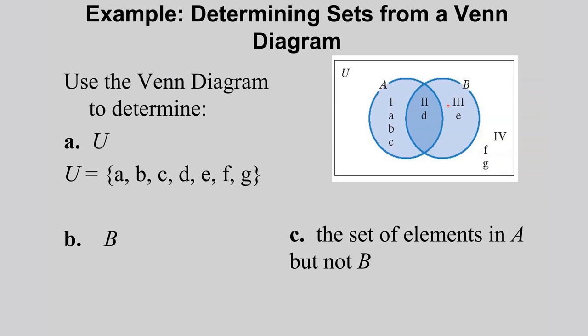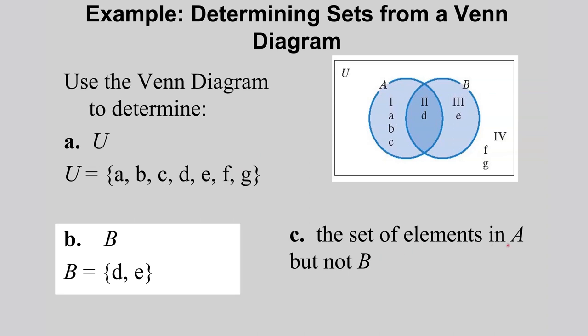These Roman numerals here are just used to denote the number of the region. So for region I, you have A, B, and C. That's how you got A, B, and C. And then for the next region, you have element D, and then E, and then F and G. Therefore, set B contains regions 2 and 3, so that contains elements D and E.